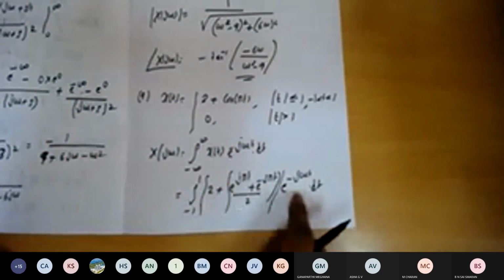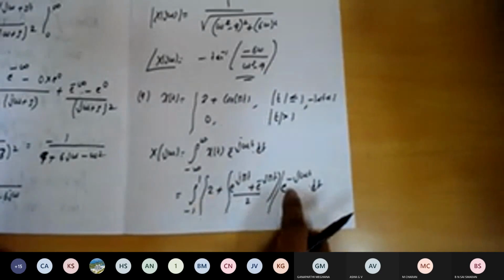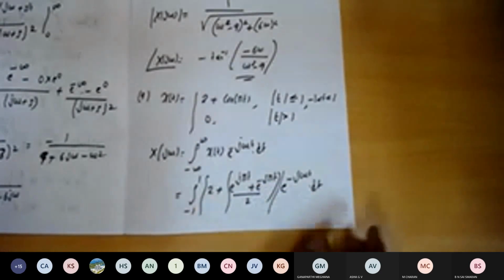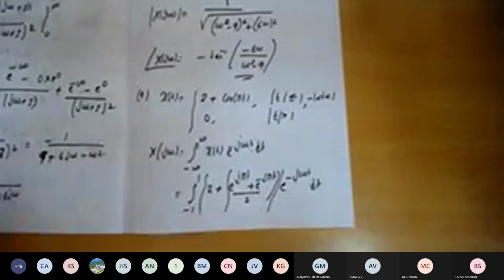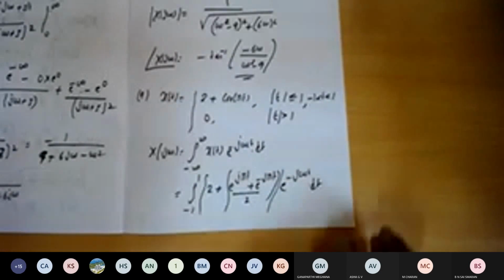Now let us split the integrals by applying the linearity property. So 2 into this one and this into this, the terms here. Let us split, and we'll take the terms common.